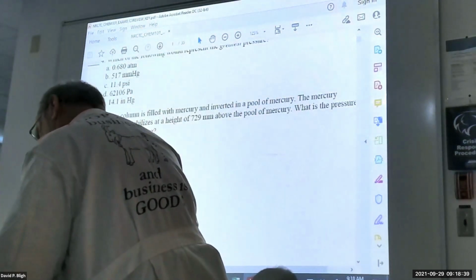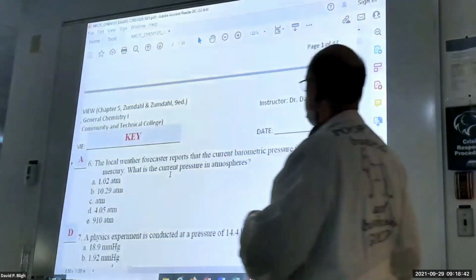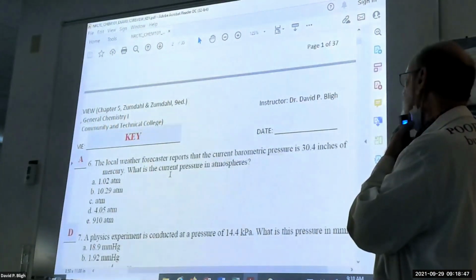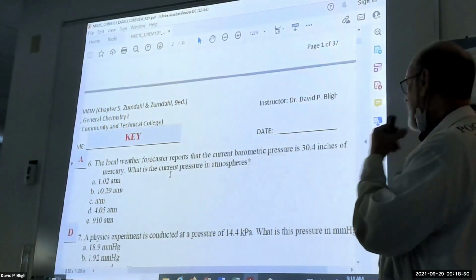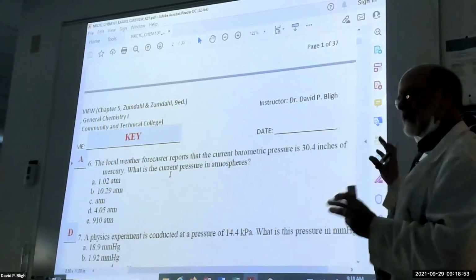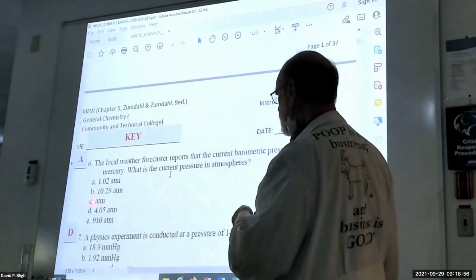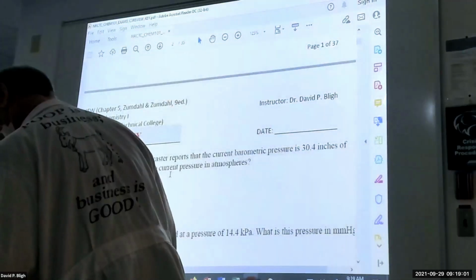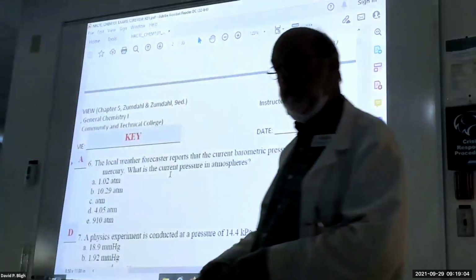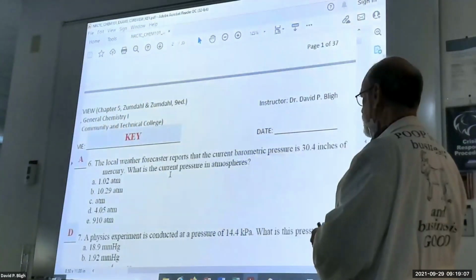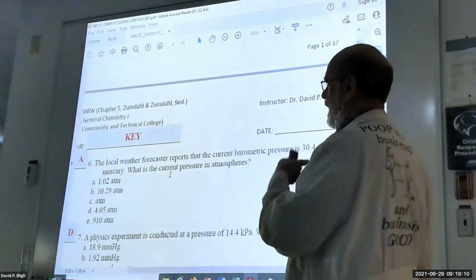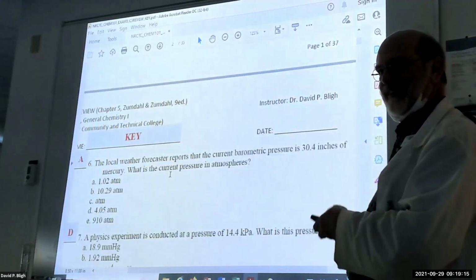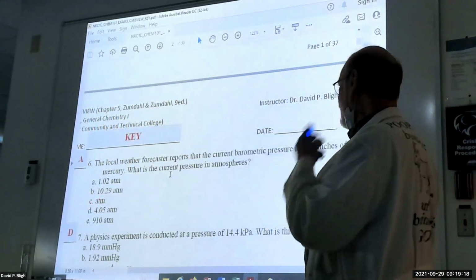All right, let's take a look at 6 and see if that's anything new. The local weather forecaster says the current barometric pressure is 30.4 inches. What's that in atmosphere? Similar situation. I just noticed that I'm missing the answer here. It says 1. It's supposed to be 1. Yeah, 1 atmosphere. Somehow or other, and I know what happened. Sometimes when I convert Word documents to PDFs, it loses information. It must have lost that 1 right there.